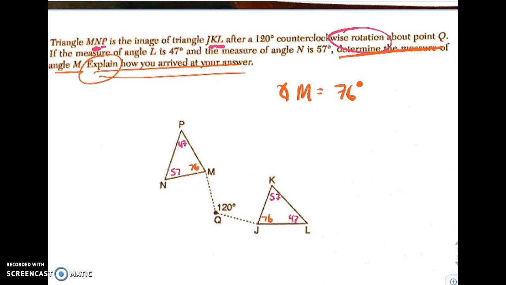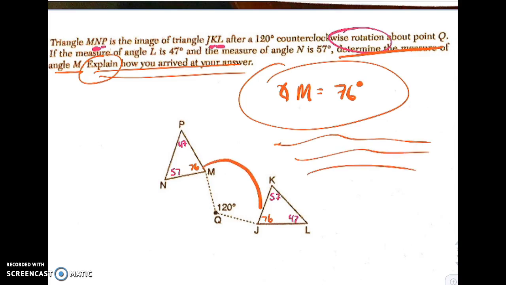As long as you have rigid motion mapping M onto J, and make that into a sentence and explain why you think it's 76, you'll get the other half of the credit. Just 76 will get you 1 point. Words that make sense why that's 76 will get you the other half.